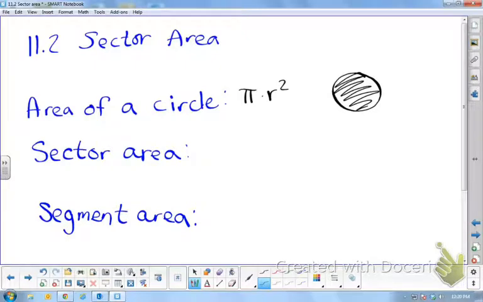We usually write the units, so if it were inches, we write inches squared, or centimeters, centimeters squared. I'm just going to put units squared since we don't know what units we're using yet.